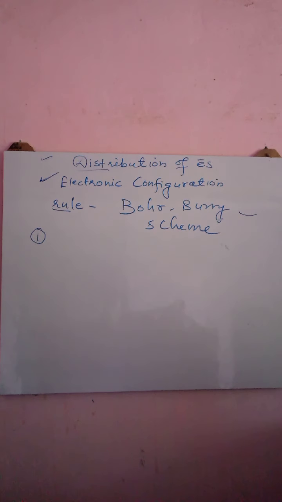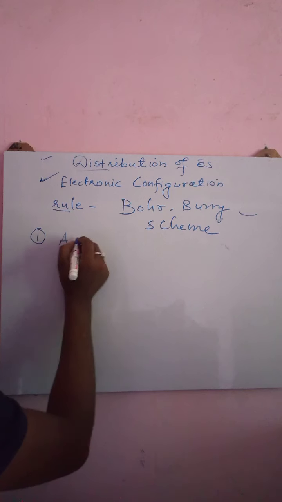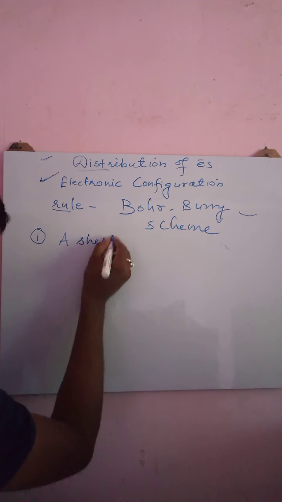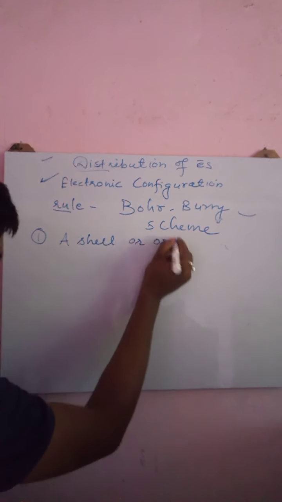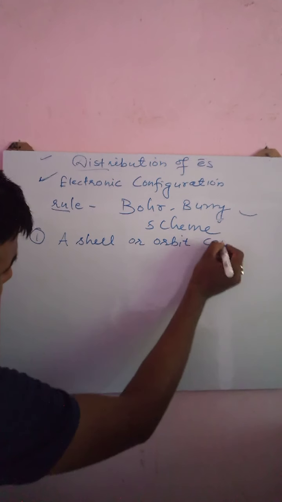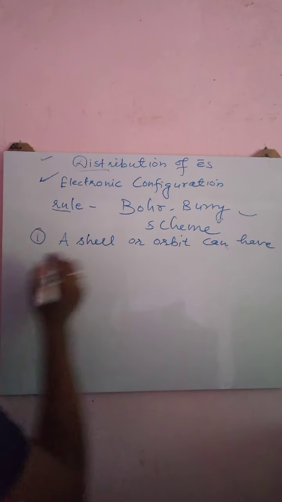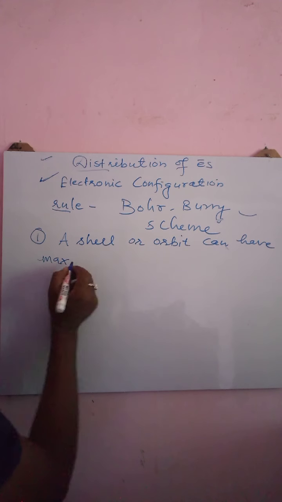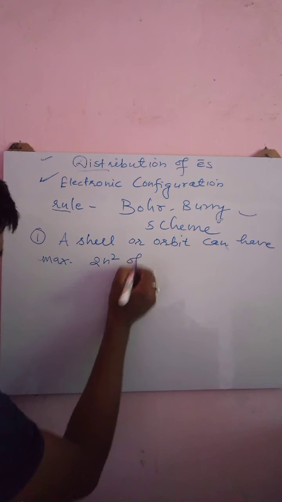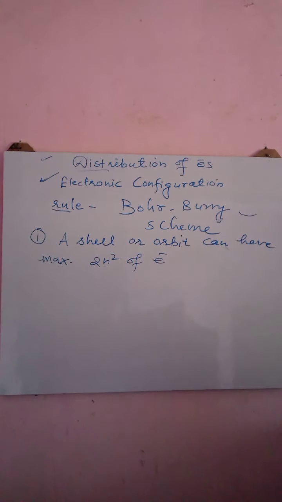So the first point of the Bohr-Bury scheme is that a shell or orbit can have maximum 2n square of electrons. Clear? We all know we will distribute electrons here into the different shells. Bohr-Bury told that a shell or orbit can have maximum 2n square of electrons.